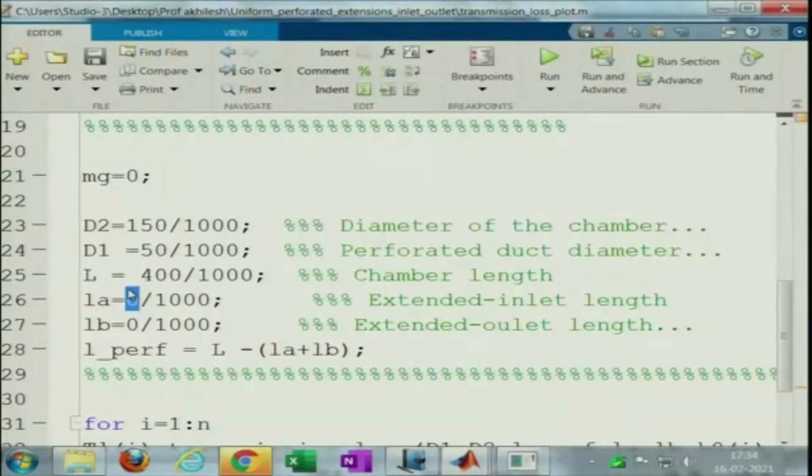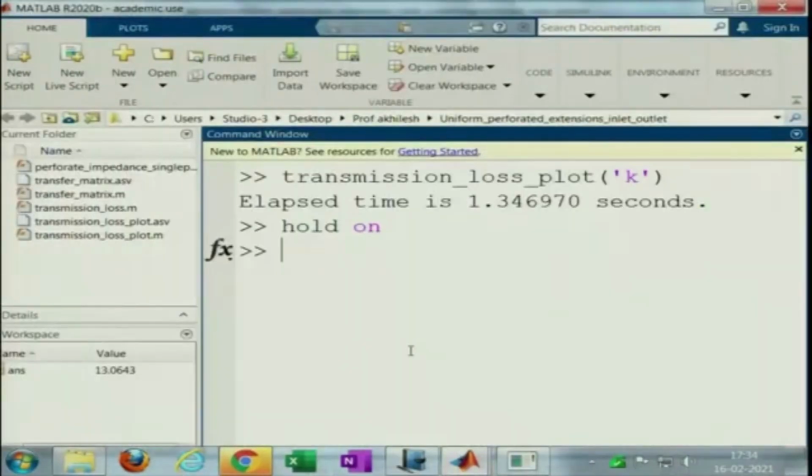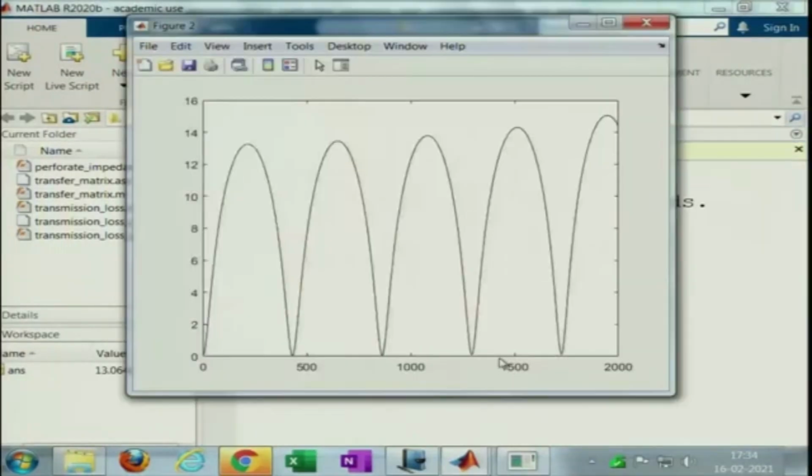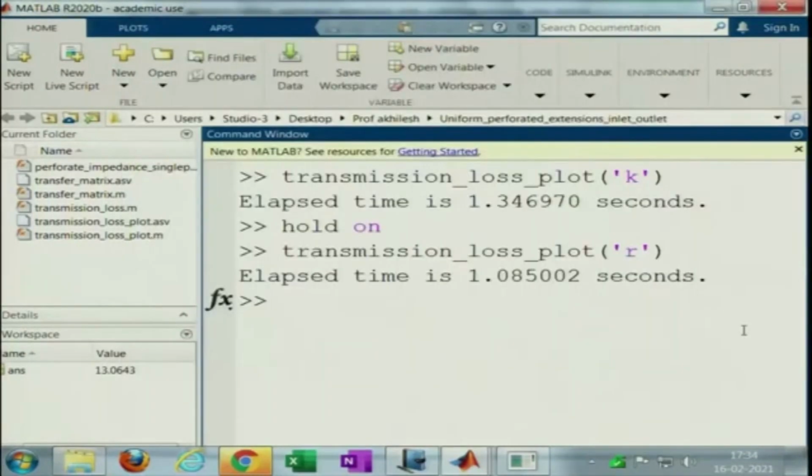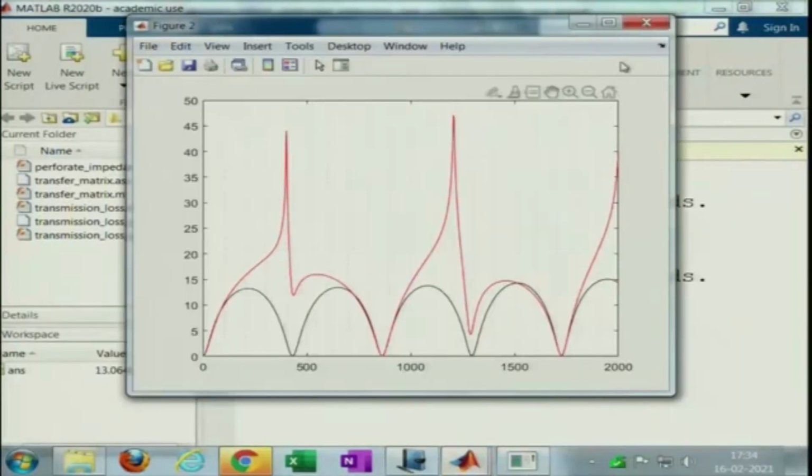So, what is half of 400? 200. So, 0.5 L. So, extensions at the inlet, but there are no extensions at the outlet. Let us see what we get. So, we will get this kind of a curve, that is a phenomenal increase. We will do grid minor to have a greater insight.